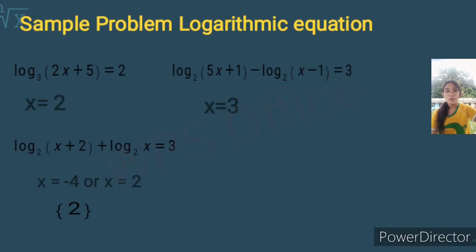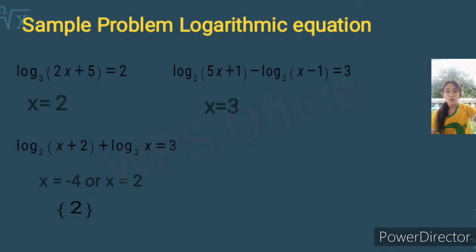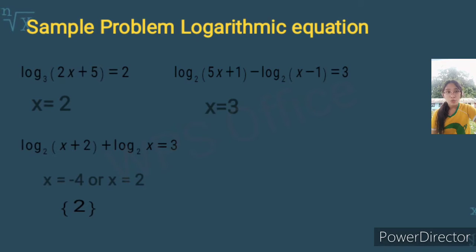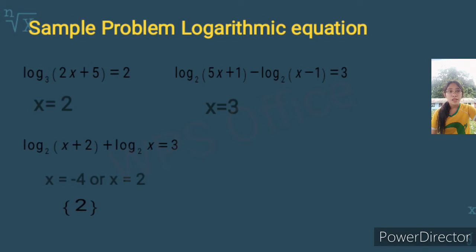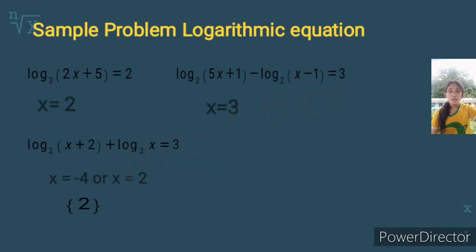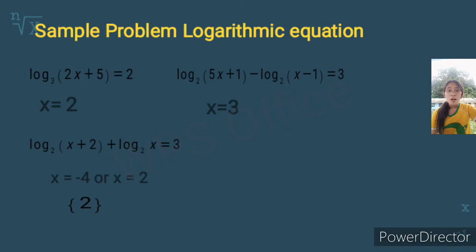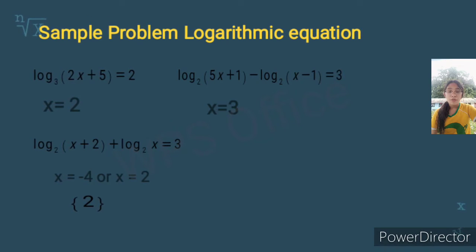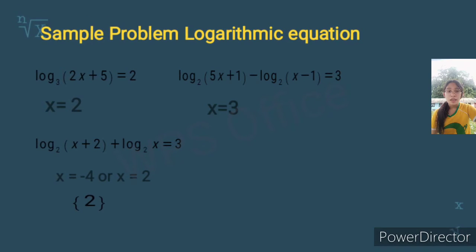Log base 3 of 2x plus 5 equals 2, so x equals 2. Log base 2 of 5x plus 1 minus log base 2 of x minus 1 equals 3, so x equals 3. Log base 2 of x plus 2 plus log base 2 of x equals 3, so x equals negative 4 or x equals 2.